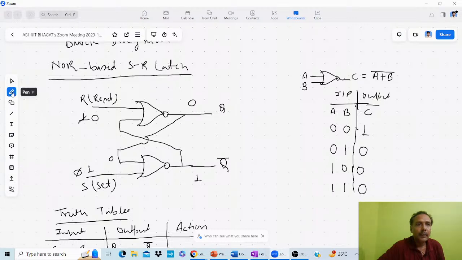Where is the eraser? Where is the eraser?